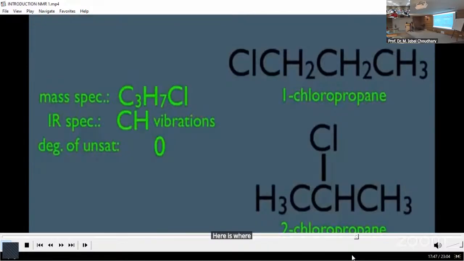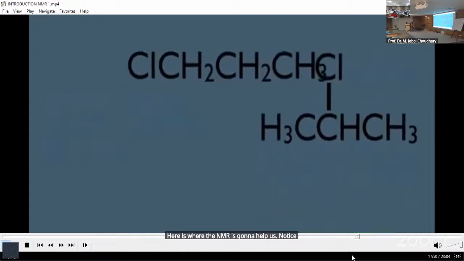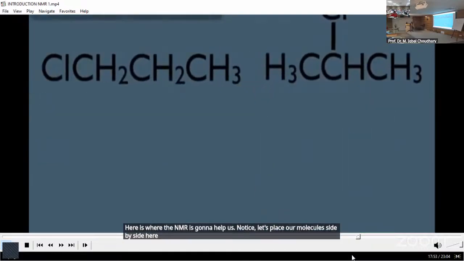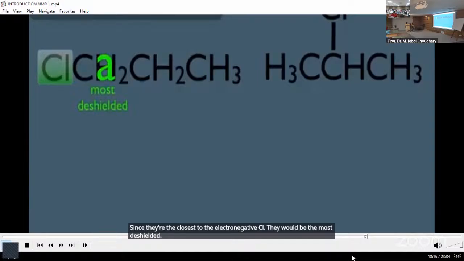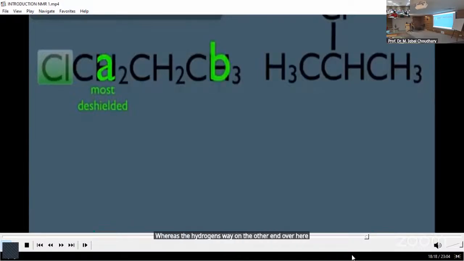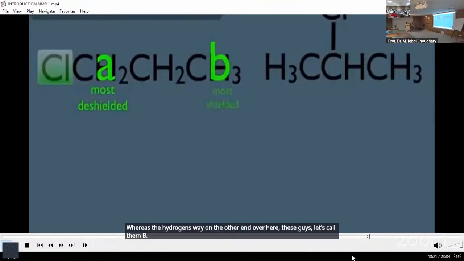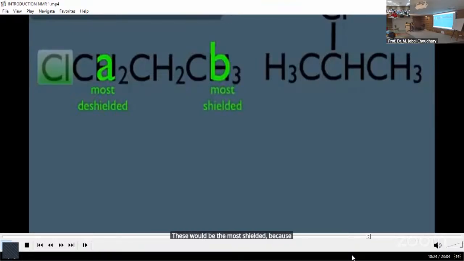Here's where the NMR is going to help us. Notice, let's place our molecules side by side here. And let's think about the electronic environments of each of the hydrogens in each molecule. So let's start with 1-chloropropane first. Remember, it has this Cl right here, which means these hydrogens right here, let's call them the A hydrogens. Since they're the closest to the electronegative Cl, they would be the most de-shielded. Whereas the hydrogens way on the other end over here, these guys, let's call them B, these would be the most shielded because they're the furthest away from Cl.